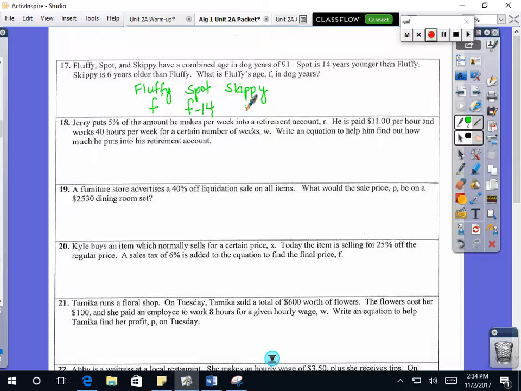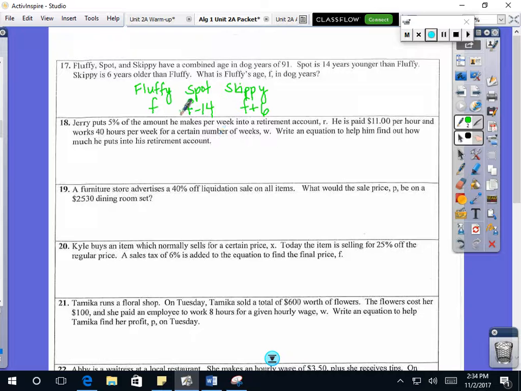Okay, so, Braylon, how would you represent Skippy's age? F plus 6, yeah. So to find out Skippy's age, you would just find out Fluffy's and add 6 to it. Now, what are we going to do with these three expressions? You're going to combine them, so it'd be 3F.